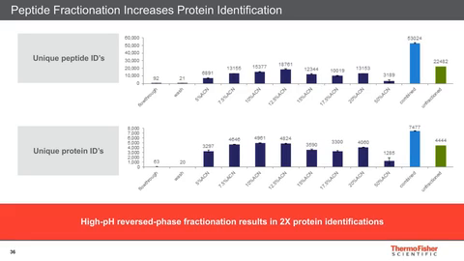This slide demonstrates the power of peptide fractionation to increase protein identifications. The top graph shows the number of unique peptides identified in each high pH acetonitrile fraction. As you can see, there are very few peptides observed in the flow-through and wash fraction, indicative of nearly complete binding of the peptides to the spin column.